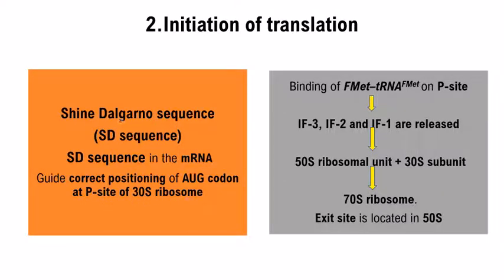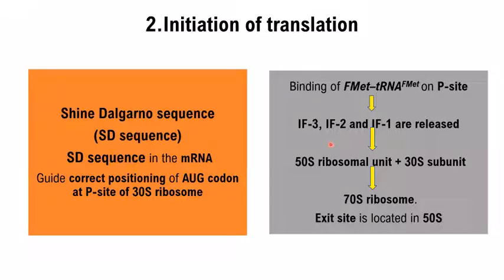The SD sequence is rich in purines and the 16S rRNA on the 30S ribosome is rich in pyrimidines. The two sequences are complementary to one another. Due to the complementarity of bases between the SD sequence of the mRNA and the 16S rRNA on the 30S ribosome, the binding between the two takes place. This helps in the correct positioning of the first codon, the start codon AUG, at the P site, that is the peptidyl site on the 30S ribosome.